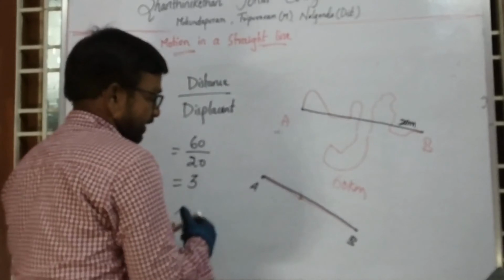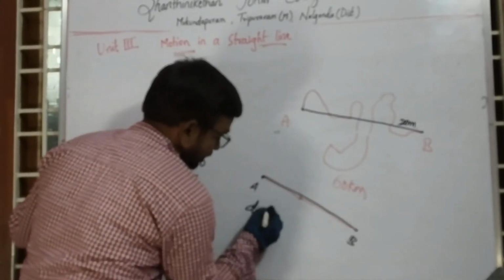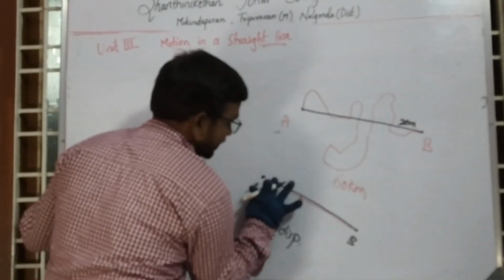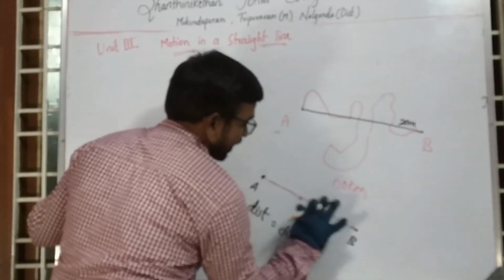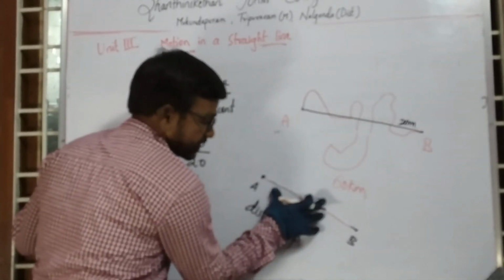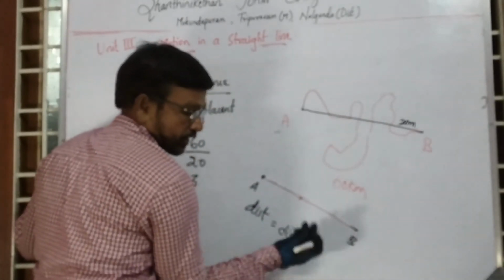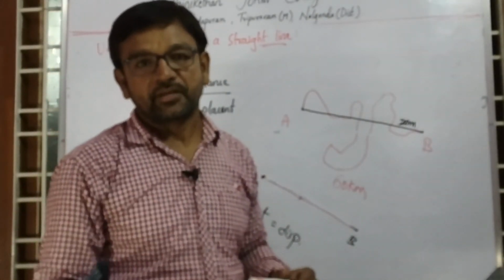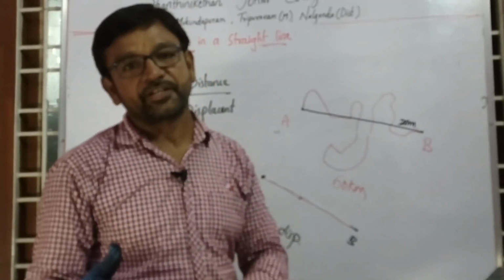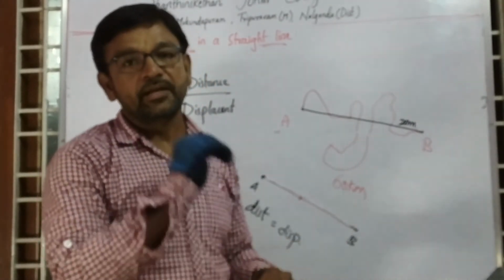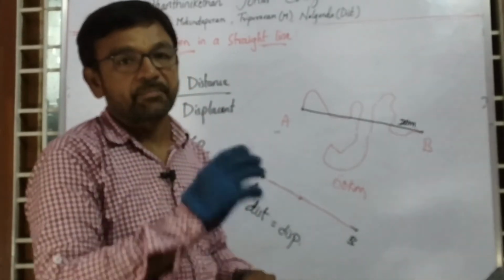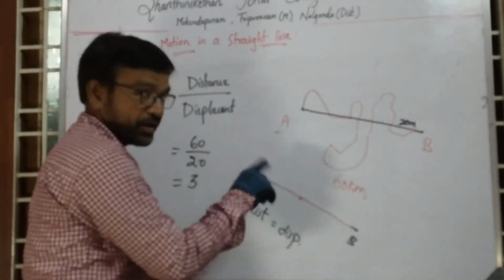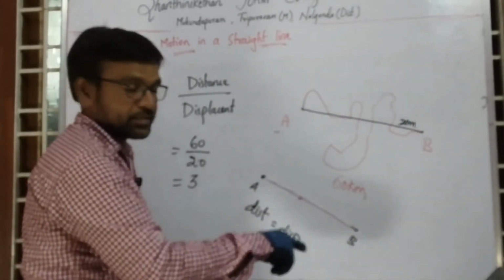So at that time distance is equal to displacement. Only one path is there. You can consider this as a distance or displacement. What did I tell you? Distance means the path traced, whether it maintains direction or not. But if it is maintaining some direction, that is a displacement. Try to understand.